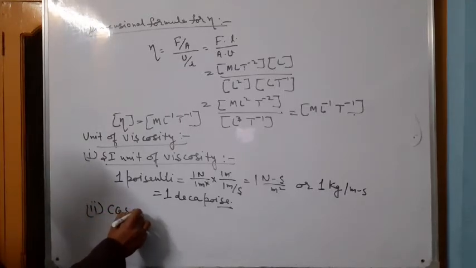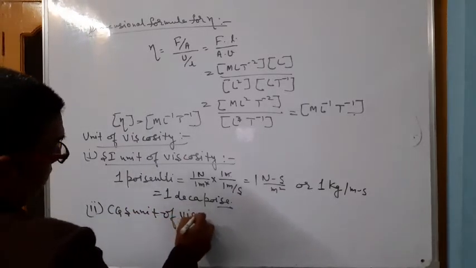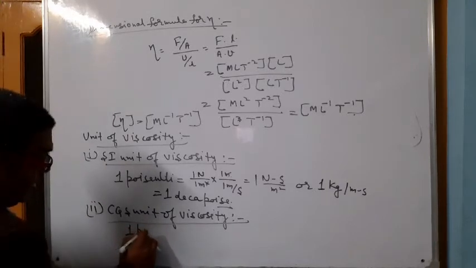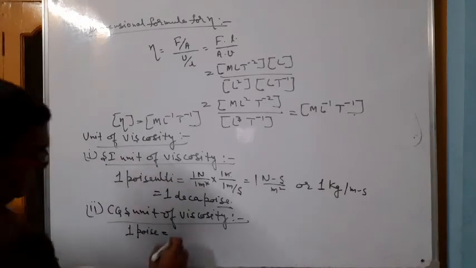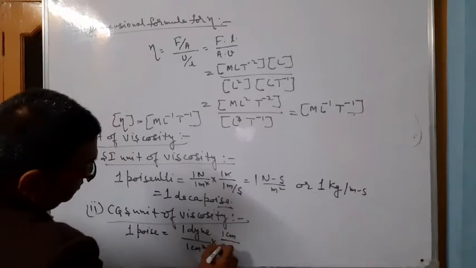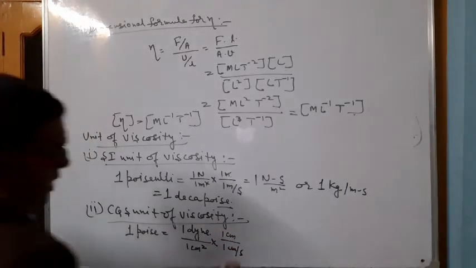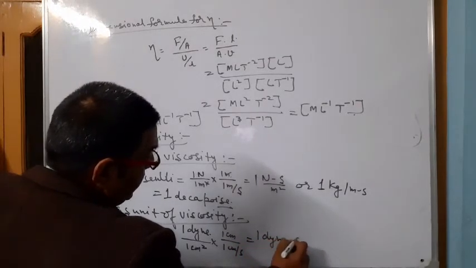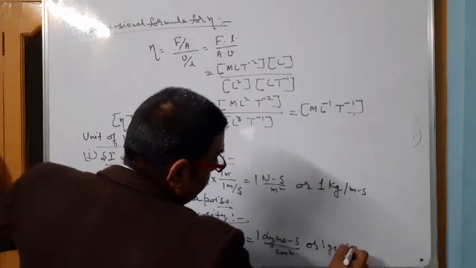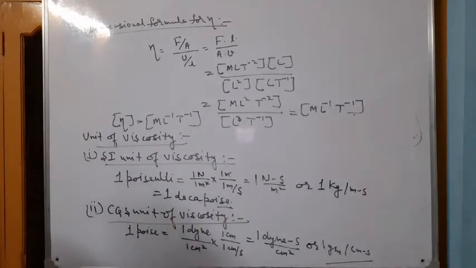Now the second one is the CGS unit of viscosity, and the CGS unit of viscosity is poise. 1 poise is equal to 1 dyne upon 1 centimeter square into 1 centimeter upon 1 centimeter per second, and it can be written as 1 dyne second upon centimeter square, or 1 gram per centimeter second. This is the CGS unit of viscosity.